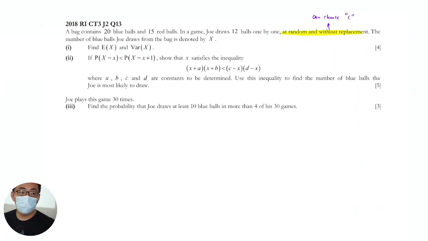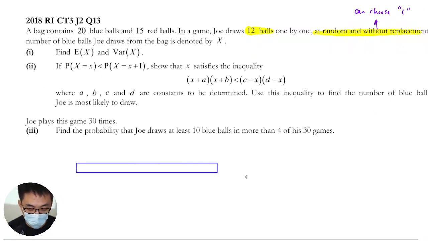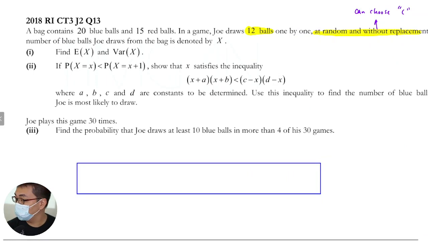So the number of blue balls Joe draws from the bag is denoted by X. Find E(X) and Var(X). I'm not sure how many of you remember how to find expectation and variance using the calculator. It is impossible to list everything down, because you draw 12 balls. So your probability distribution table is from 0 to 12, because you have 20 blue balls.